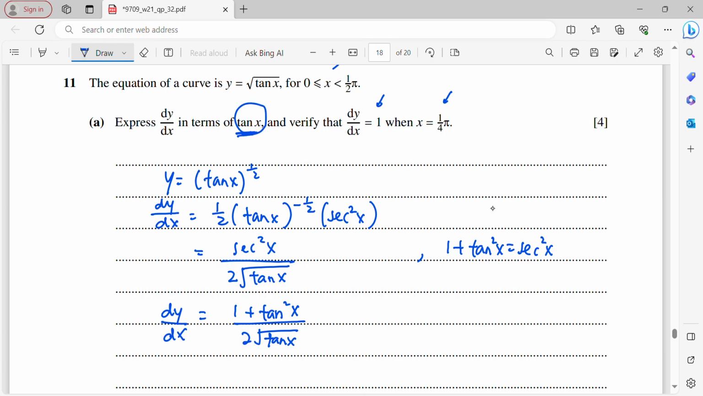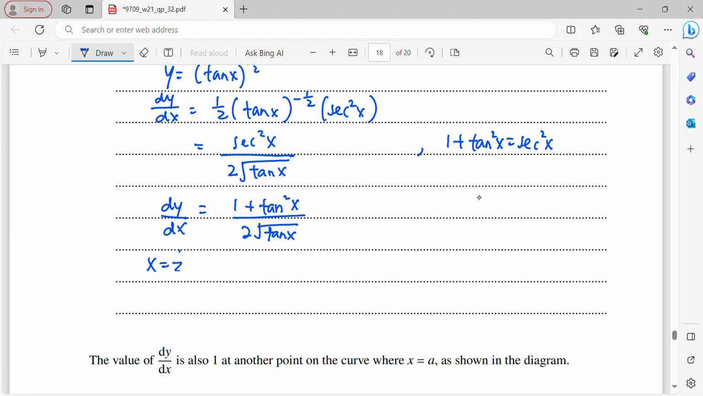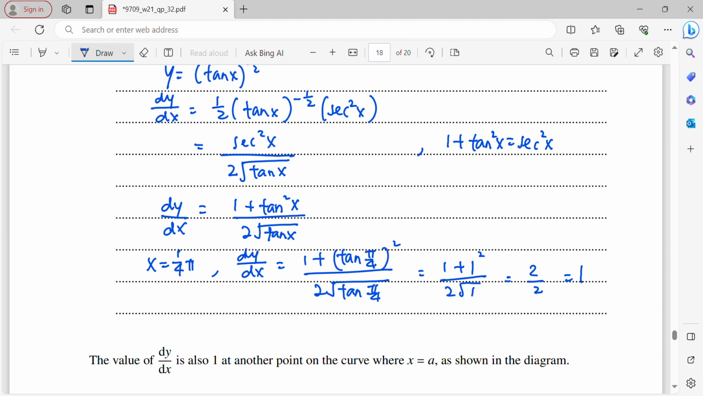Now, we have to verify. Verify means show dy/dx equals 1 when x equals 1/4 pi. So now, when x equals 1/4 pi, dy/dx equals 1 plus tan squared x, which is basically the square of tan pi over 4, then over 2 square root of tan pi over 4. So tan pi over 4 is 1. So (1 plus 1) squared divided by 2 times square root of 1. So numerator is 2, denominator is 2. Therefore, it is 1. Alright, so this is verified.